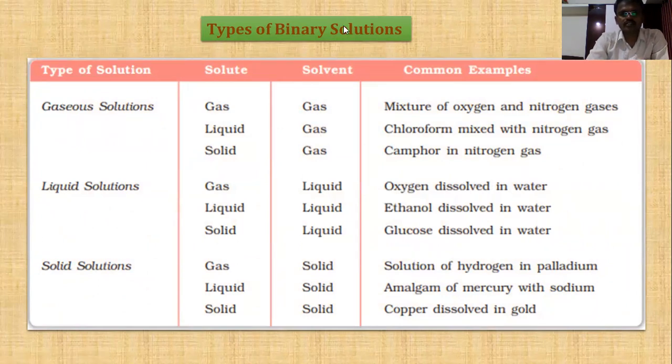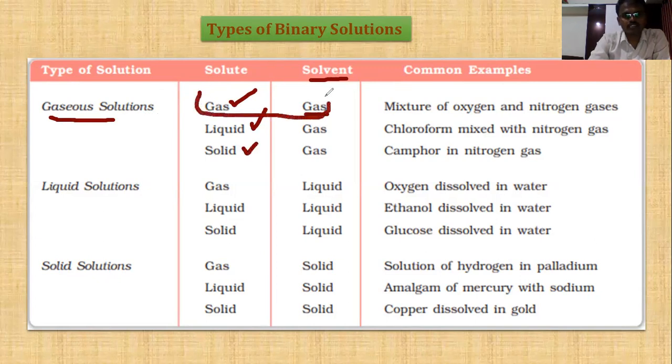Yes, students. So first we have gaseous solutions. For gaseous solutions, what is the solvent? The solvent is gas, correct? And in gaseous solutions, we can have gas as the solute, liquid as the solute, or solid as the solute. For a gaseous solution containing both components as gases, the example is a mixture of gases. Air is the best example, oxygen and nitrogen. Air is the example for a gaseous solution containing gas as the solute.